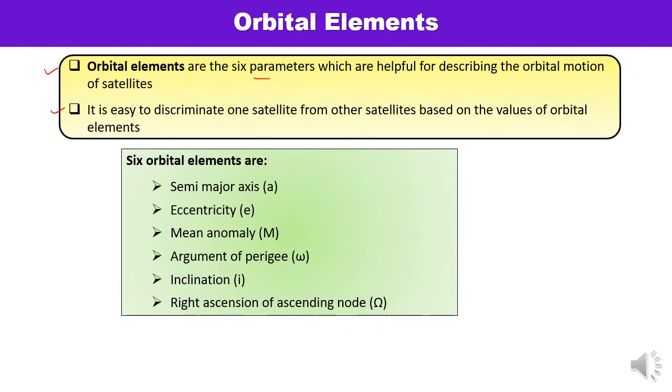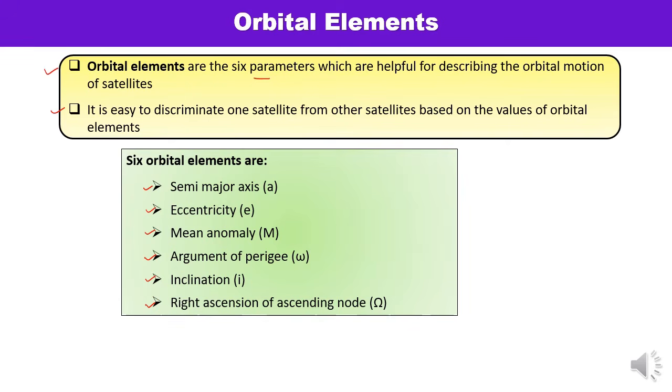The 6 orbital elements are semi-major axis, denoted by a; eccentricity, denoted by e; mean anomaly. Anomaly is a term commonly used for the angle. Then argument of perigee, inclination, and right ascension of ascending node. So these are the 6 orbital elements. If somebody asks about the orbital elements, you have to list out these 6.